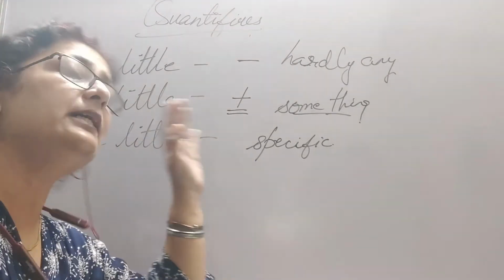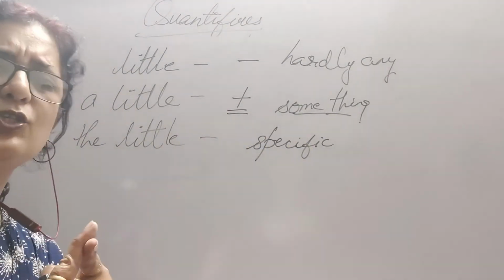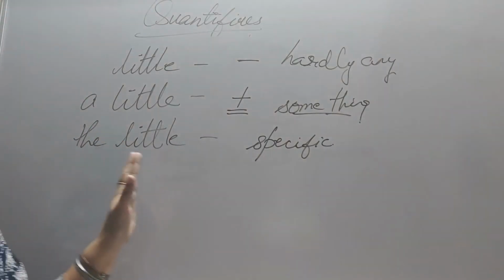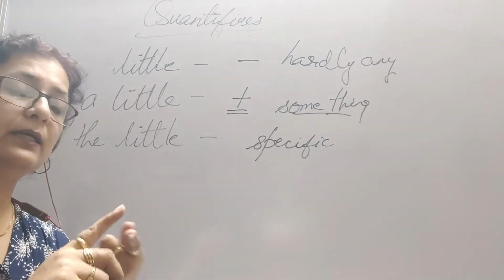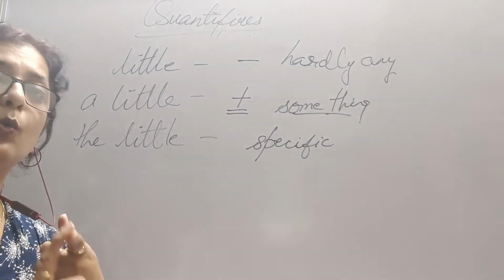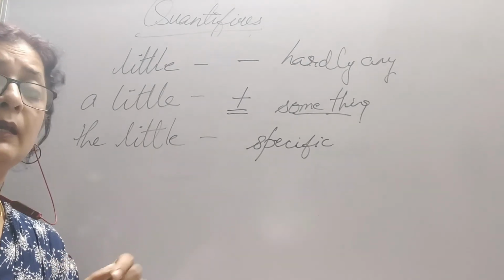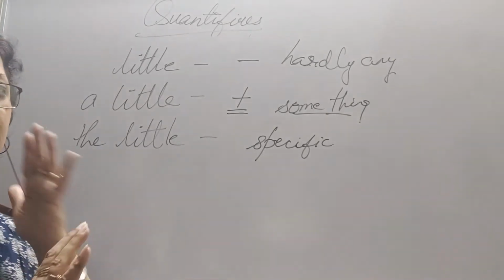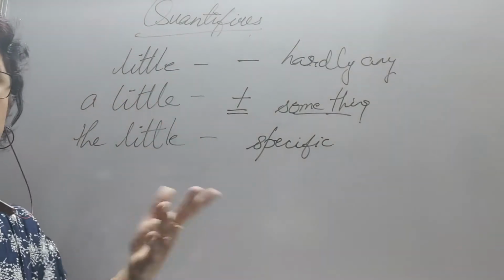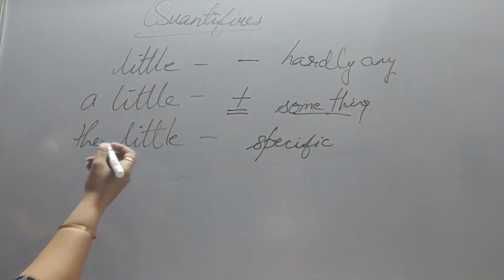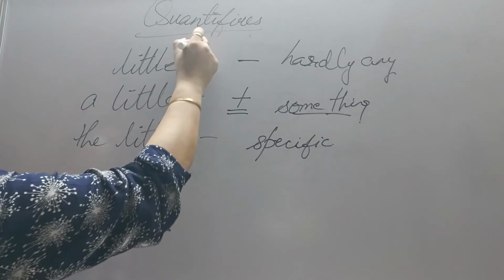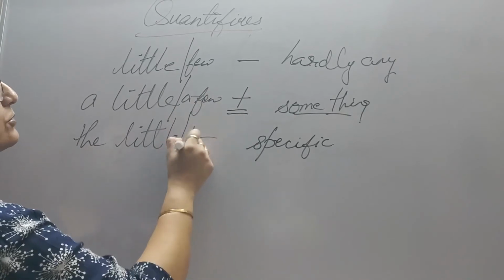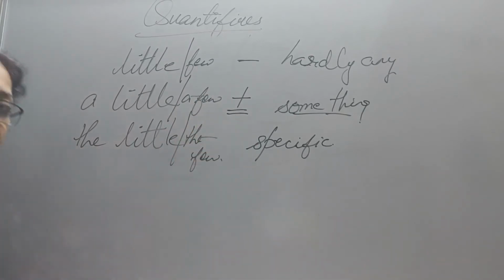But if we say there was a little sugar in my tea, that means there was sugar, but comparatively a little less. And the little, when we know it is a specific one: the little sugar you gave in the tea was absolutely fine for me. Means whatever exact was there, we are talking about only that. Now this was for uncountable things. For countable things we use few, a few, and the few, for the things which we can count.